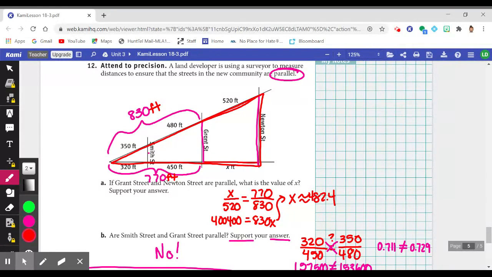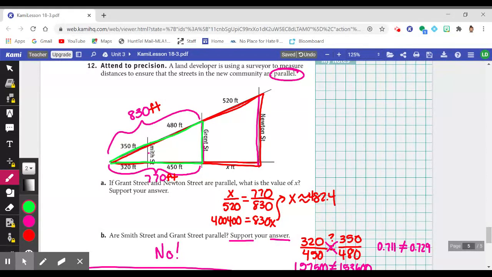Then part B asks the question, and again, in A, we assumed they were parallel and found x. Now we want to know, are the streets parallel? And to do that, we use the converse of the theorem. So if Smith Street divides this triangle, let me highlight it in green. If Smith Street divides this triangle proportionally, then Smith is parallel to Grant. So we're ignoring these measures down here, not even taking into consideration 520 and x. So how do we know if it divides it proportionally?